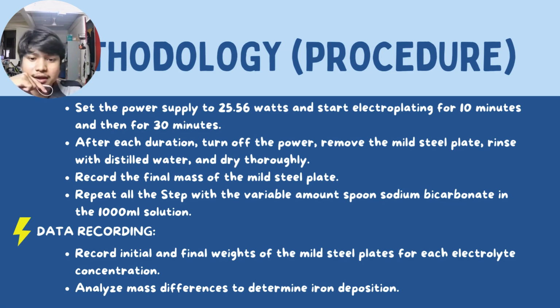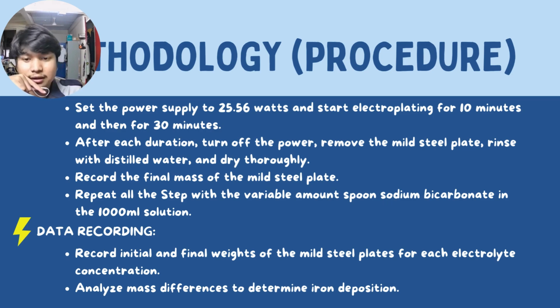Then we set the power supply to 25.56 watts and start electroplating, or electrolysis, for 10 minutes, and then for 30 minutes. For each duration, we turn off the power, remove the mild steel plate, rinse it with distilled water, and dry it thoroughly. Next, we record the final mass of the mild steel plate. Repeat all these steps, varying the amount of spoons of sodium bicarbonate, which is 3, 6, and 9.